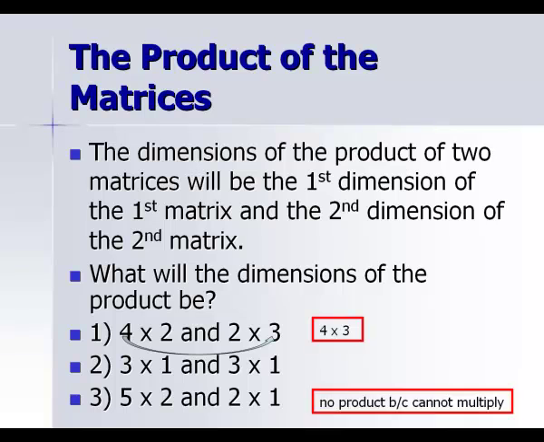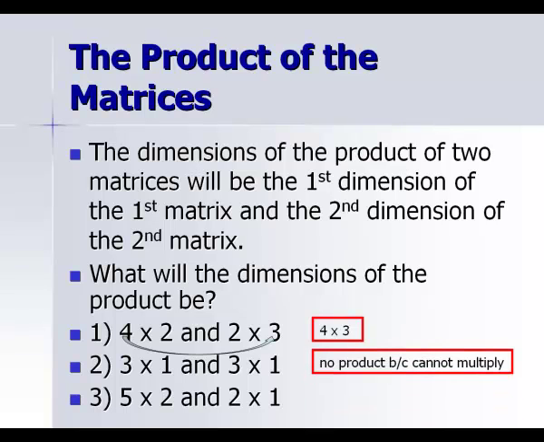Number 2 is not possible to multiply, so there's no product. And number 3, we know we can multiply because the 2's match. We would end up with the 5 by 1 matrix. 5 is the first number, 1 is the last number. So 5 by 1 is the kind of matrix we would get for a product.